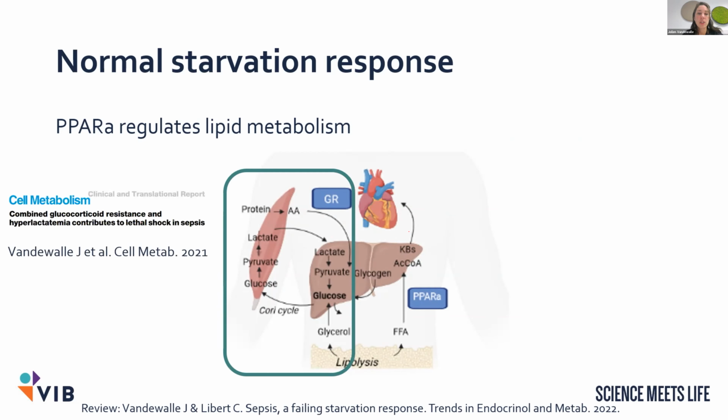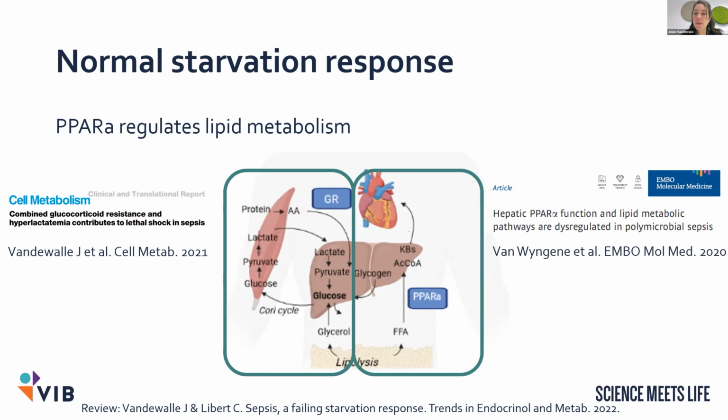So we studied the role of GR in sepsis, and those results have recently been published in Cell Metabolism. We also have a storyline in our research group about PPAR alpha in sepsis, and those results have been published in EMBO Molecular Medicine in 2020. But during this presentation, I will focus on the GR story in sepsis.